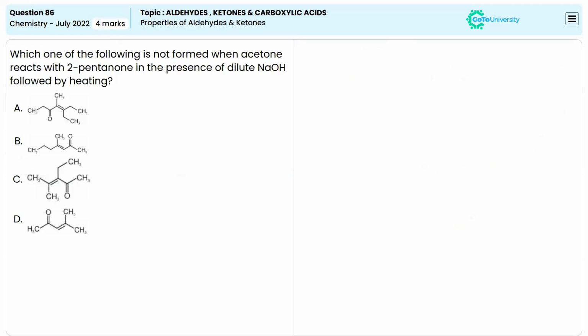Next question. Here we have different products. We have to identify the one which is not formed when acetone reacts with 2-pentanone in the presence of dilute sodium hydroxide followed by heating. So we have to identify the product which cannot be produced by the reaction. So here we have to consider the reaction first.